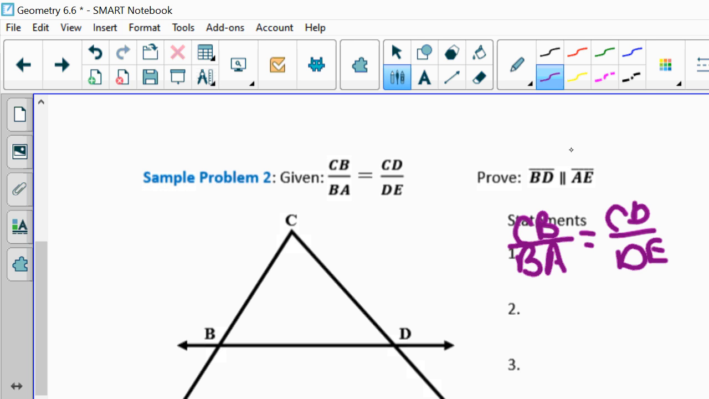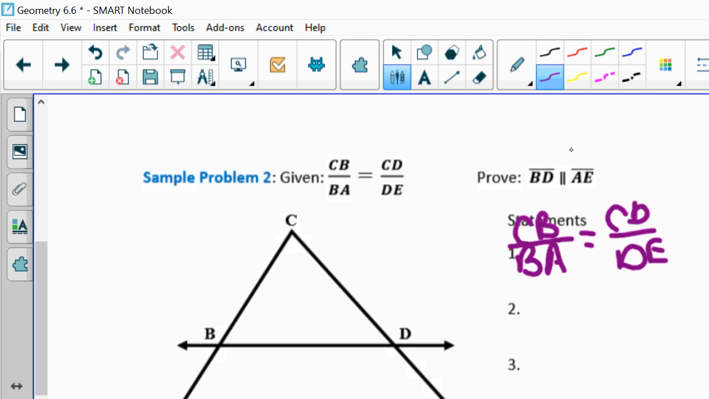All right, so I need to be able to prove that those lines are parallel. If I could prove that my triangles were similar, then I could prove that those lines were parallel. So let's first see if I can prove that these triangles are similar to one another.